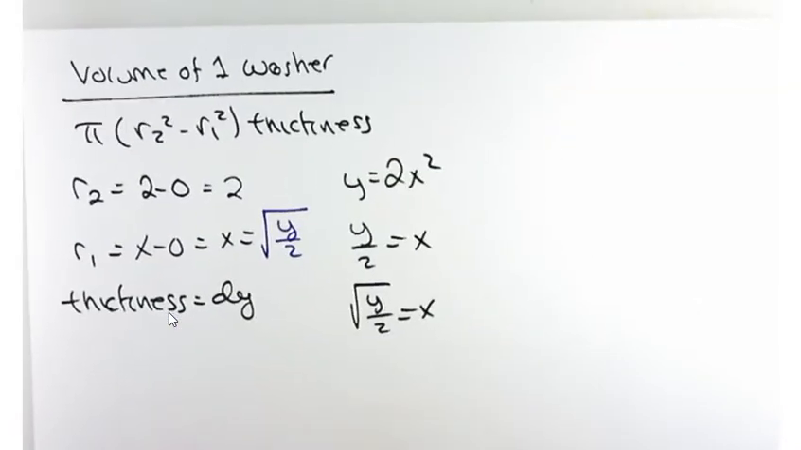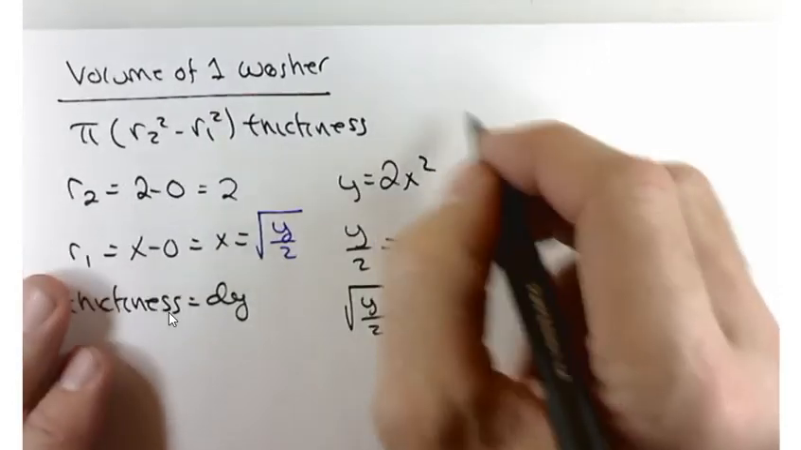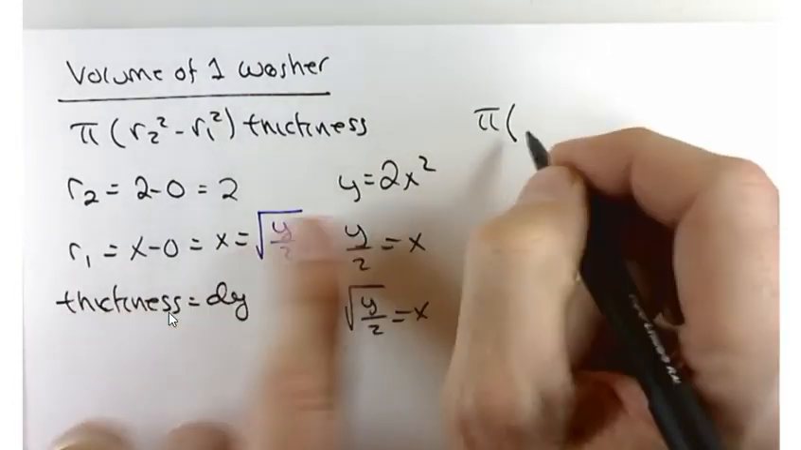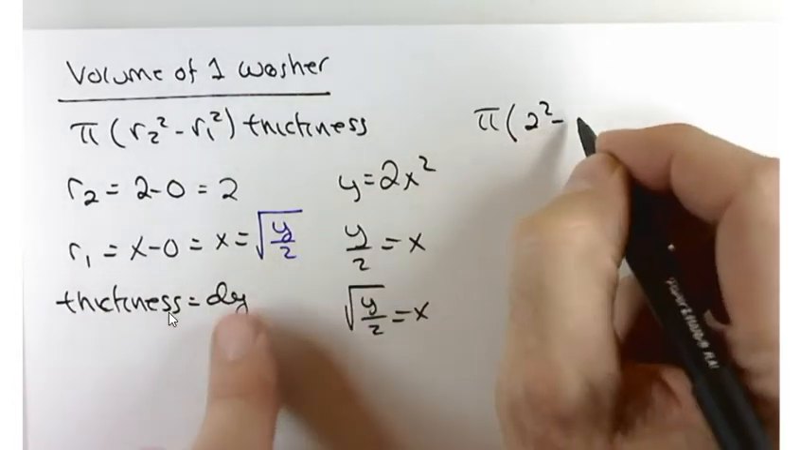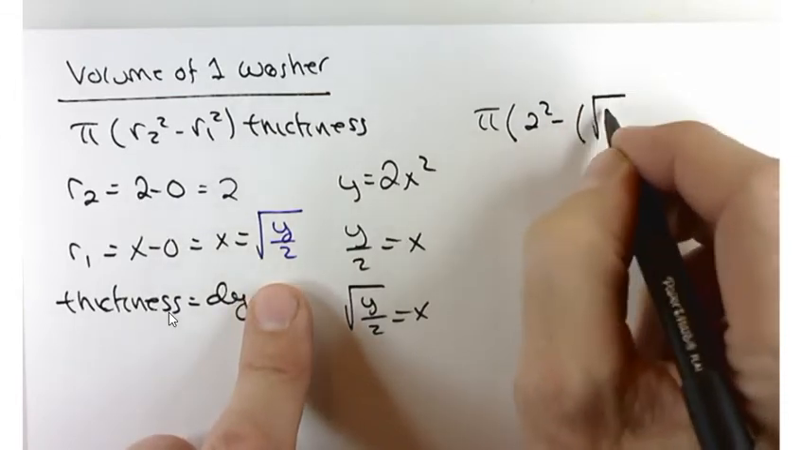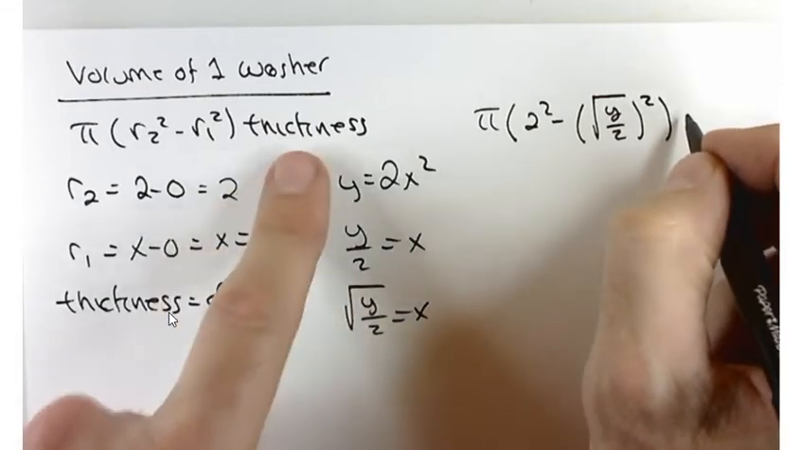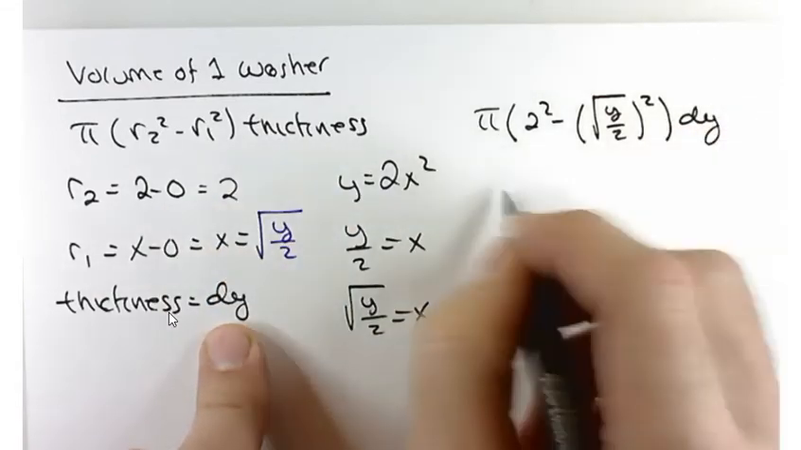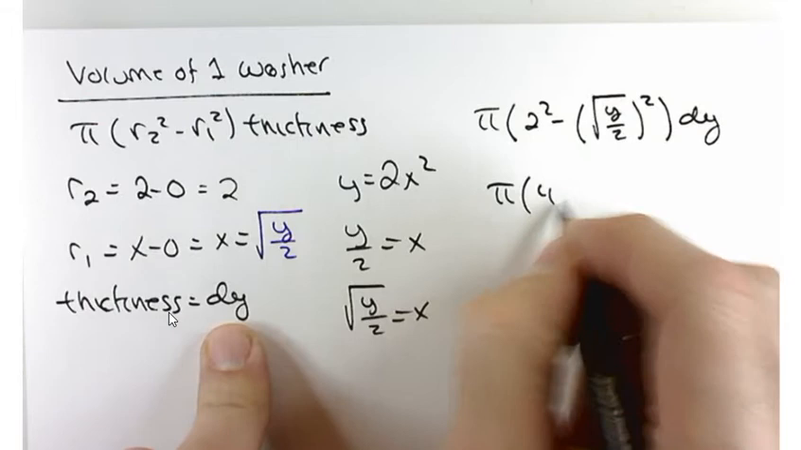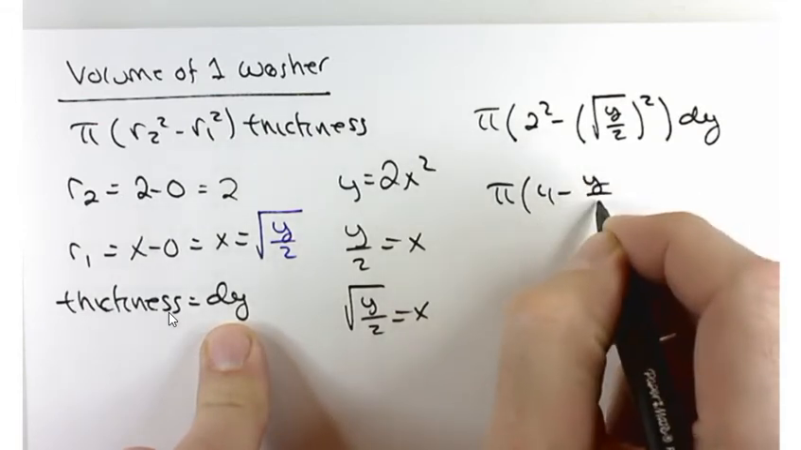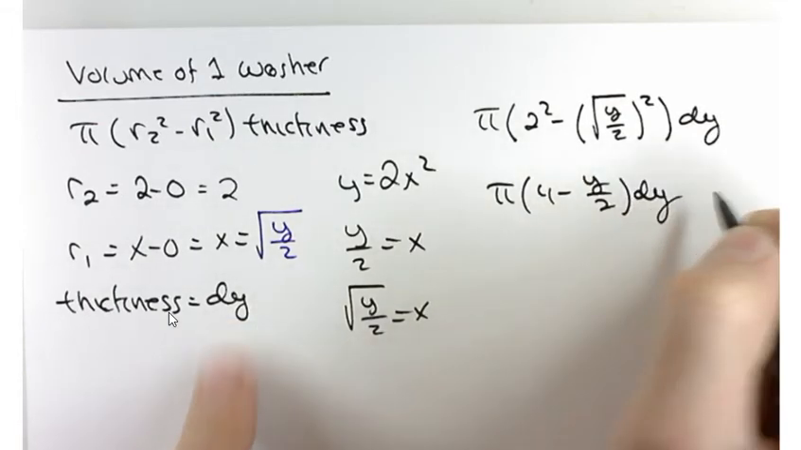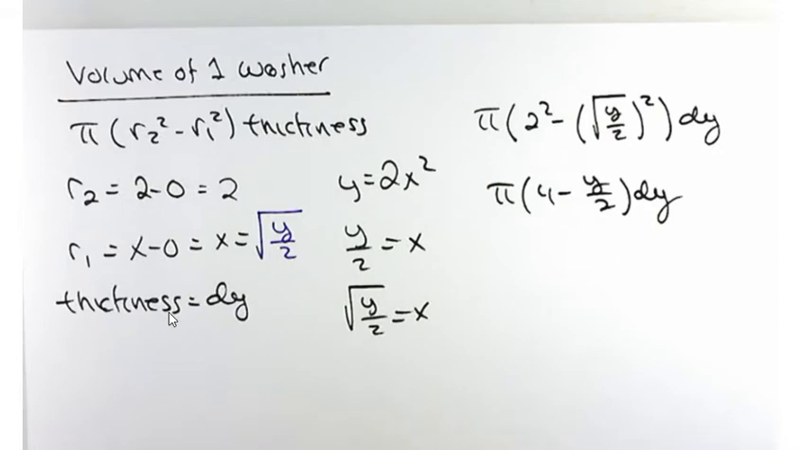Find the volume of one washer. That's going to be pi times 2 squared. And this will work out nice. Square root of y over 2 squared times the thickness, which is dy. So basically pi times 4 minus y over 2 dy. A lot of work to come up with a simple expression, but that's the expression we need to help find the volume here.